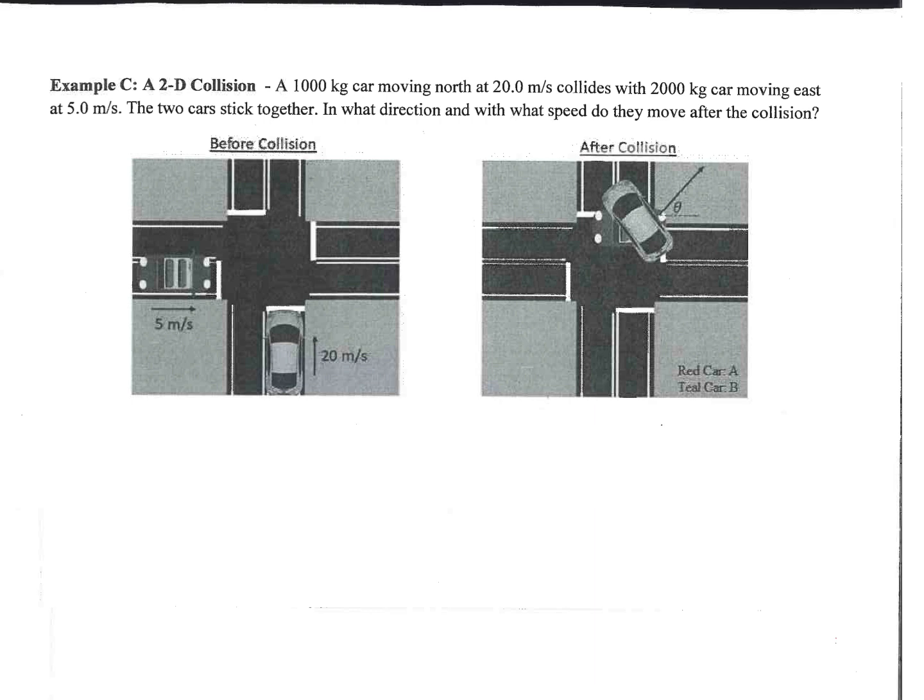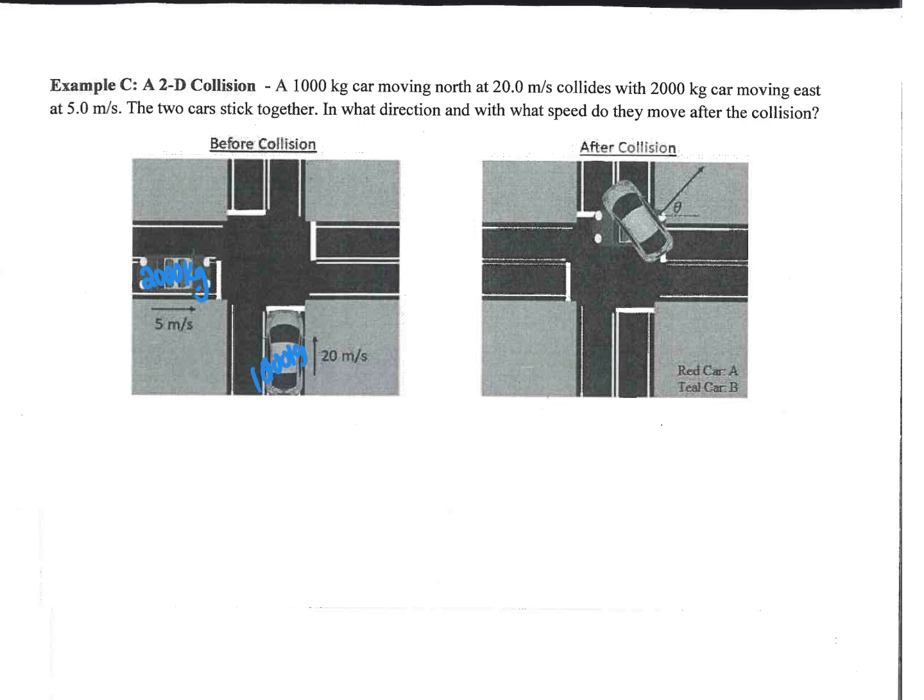So let's look at example C. It says we have a 2D collision, a 1,000 kilogram car moving north at 20 meters per second, and we've got a 2,000 kilogram car moving east at 5 meters per second. So both of these cars, one of them's half the weight of the other, but it's going faster. So this guy is 1,000 kilograms, and this guy is 2,000 kilograms. Think of it as a Honda versus a pickup truck. Now the Honda's going faster, but the pickup truck is much heavier. The two cars stick together. In what direction and with what speed do they move after the collision?